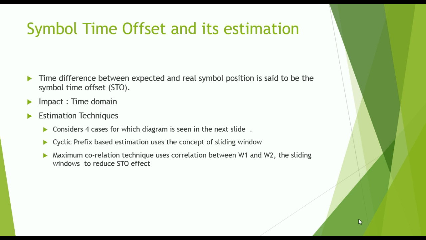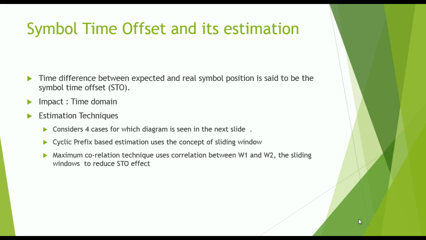Symbol time offset is the time difference seen between the expected and the real time symbol position. Hence, it is called a symbol time offset. Its impact is seen in the time domain, and there are estimation techniques like the cyclic prefix and maximum correlation technique that are used to estimate the symbol time offset.